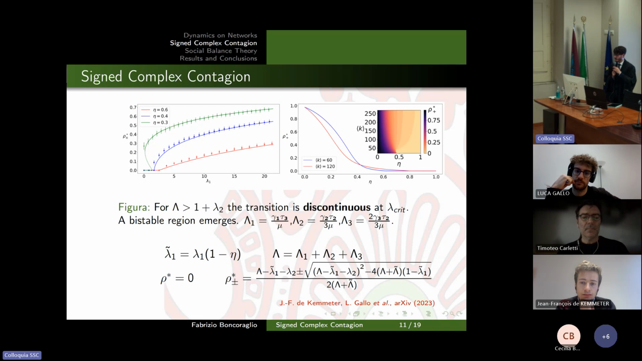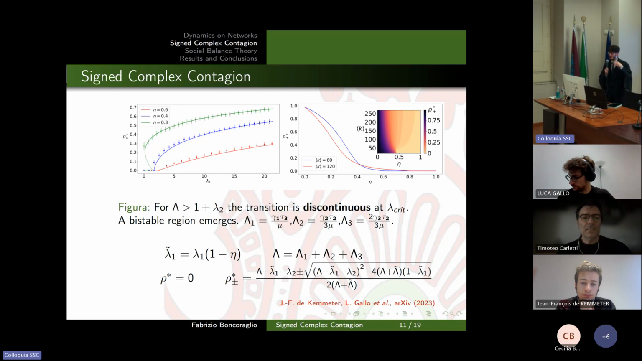And if this lambda tilde, which is equal to lambda 1, the same as the SIS model, times 1 minus eta, which is the fraction of trusted links, is smaller than 1, then only the disease-free solution will be possible, in the sense that regardless of the initial condition, the epidemic will die out. Contrarily, if lambda tilde is larger than 1, rho star equal to 0, the disease-free equilibrium will be unstable.